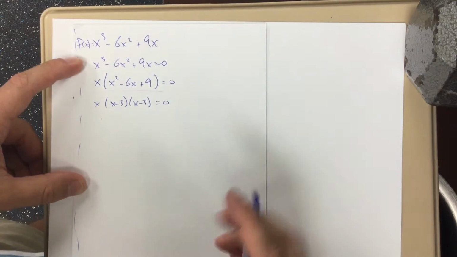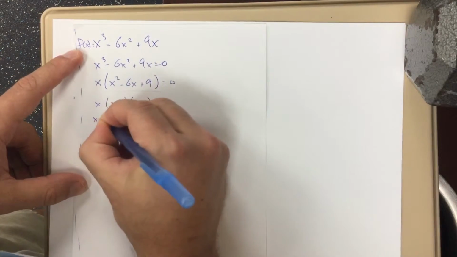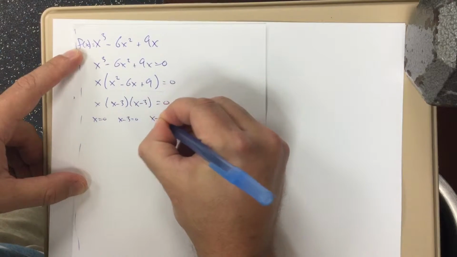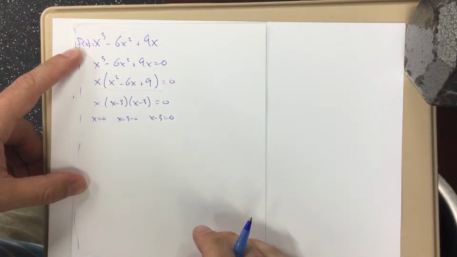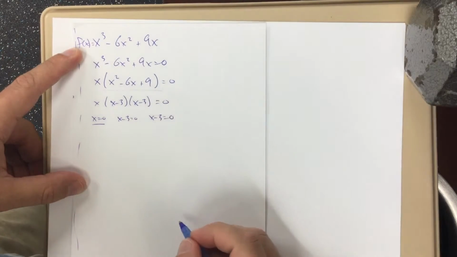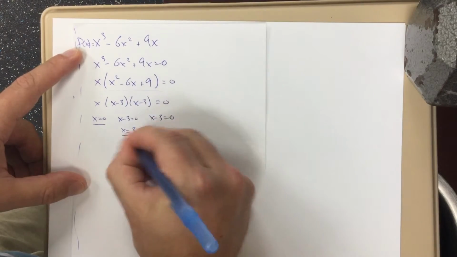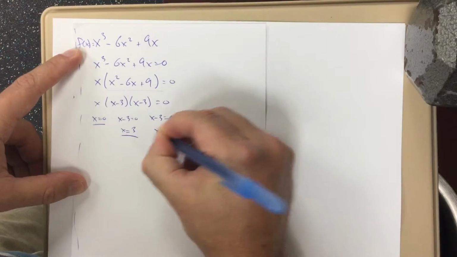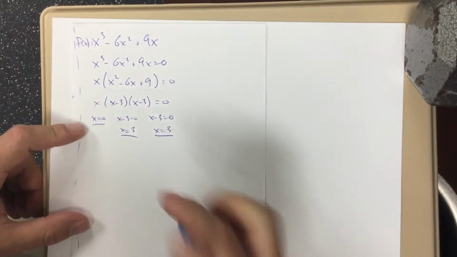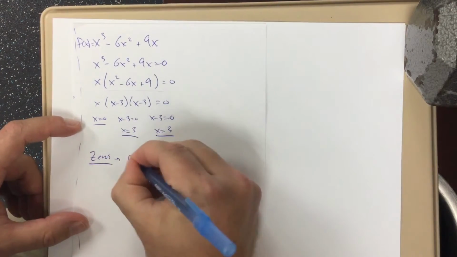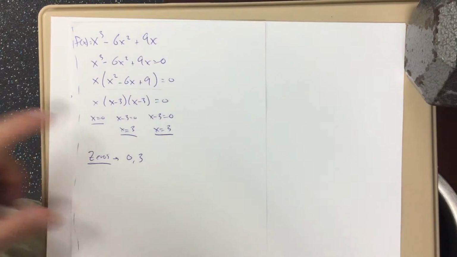All right, and then now I can go ahead and solve these. So it would be x equals 0, x minus 3 equals 0, and x minus 3 equals 0. So x equals 0, that's done. This is going to be x equals 3, and we're going to have x equals 3. So our zeros are going to be 0 and 3.